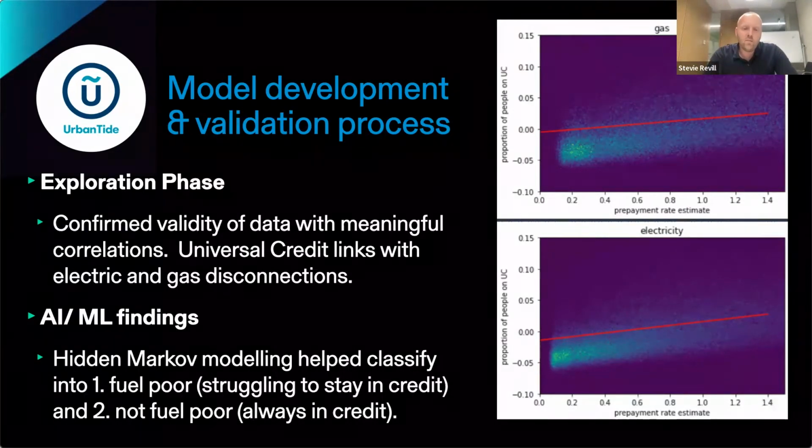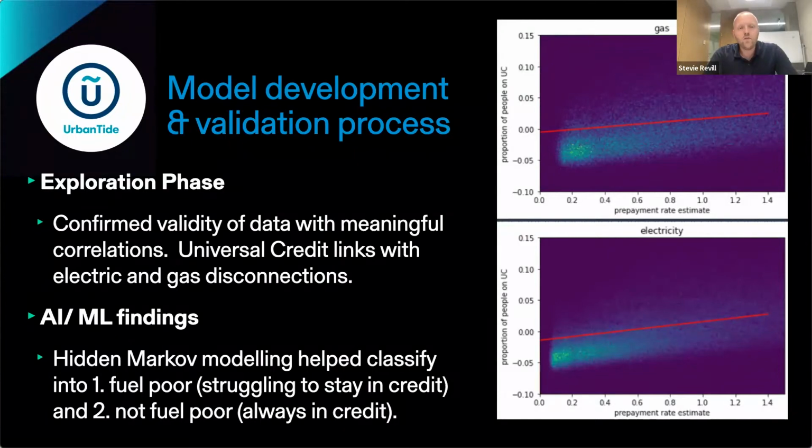And then again, months of work effectively running through different AI and machine learning processes to find ones that give us the best modeled results to indicate fuel poverty. So we utilize the hidden Markov model, and the key output from that is that we're able to group different meters together in the way they act into those that are struggling to stay in credit and those that are effectively always in credit, as a proxy for being in fuel poverty and not being in fuel poverty.